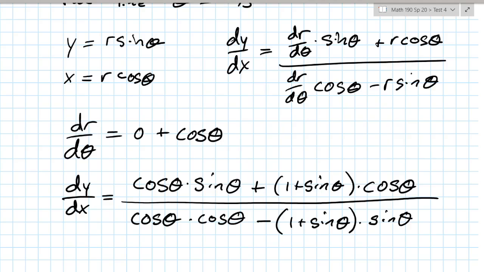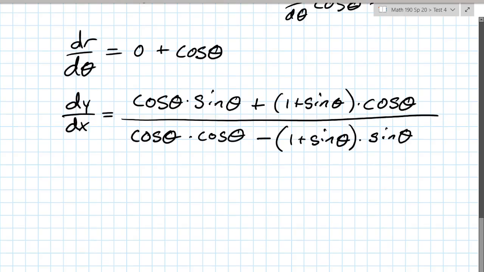If we want, we could factor and combine some like terms. In the top, there's a cosine theta that's common. We can combine then the sine thetas together. In the denominator, it may be possible to do some factoring there as well, but I really don't need to do any of that in order to answer the question. The question is, what is the slope of the tangent line when theta is pi over 3? So I can evaluate this dy/dx when theta is pi over 3.